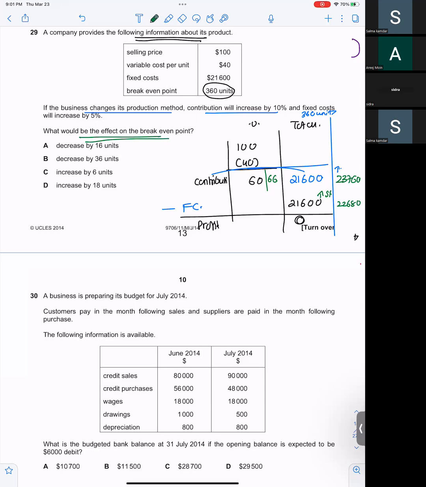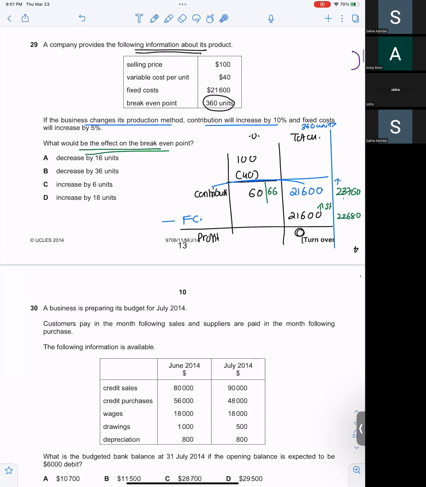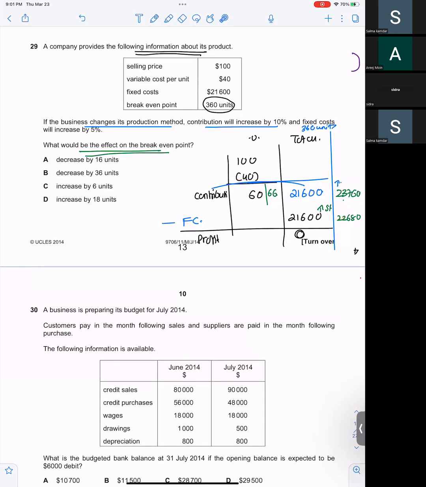Now this and this is not matching, right? So I want to find the effect on the break-even point. No problem. My selling price is going to remain 100. My variable cost is going to remain 40. My contribution, I'm changing this. My contribution will become how much? 66. Are you with me?